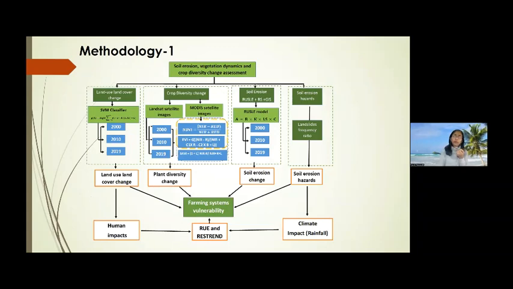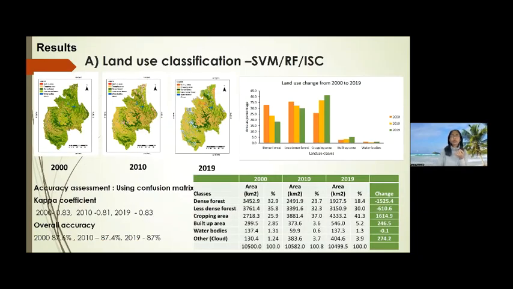Four approaches were used to assess soil erosion in achieving the sustainable development goals. In the first methodology, we used several assessments including land use, land cover change and crop diversity change, soil erosion and soil erosion hazards assessment. Several vegetation indexes were used to assess this. The land use land cover classification derived six classes, and the change indicates that dense forests and less dense forests are decreasing, while cropping area and built-up areas are increasing.